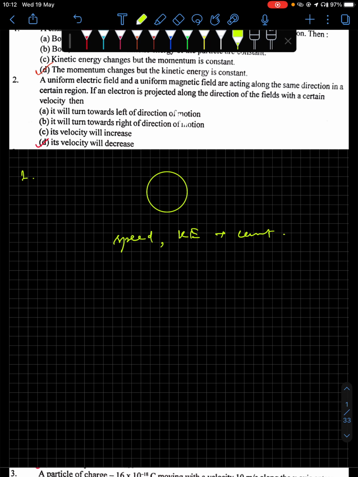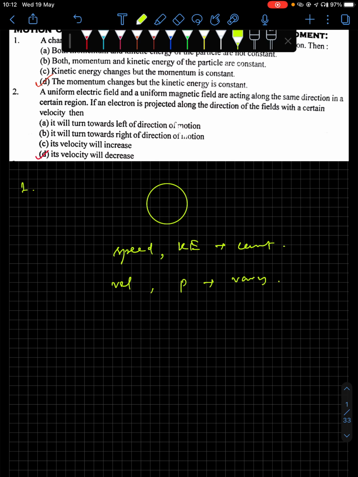These are scalar quantities. And velocity and momentum, I'm writing momentum as p, these are vector quantities. Since direction is changing, they will vary, right? So if you check the options, you'll see option D conforms with our condition: momentum changes, momentum is a variable, kinetic energy is a constant. So that is number 1.